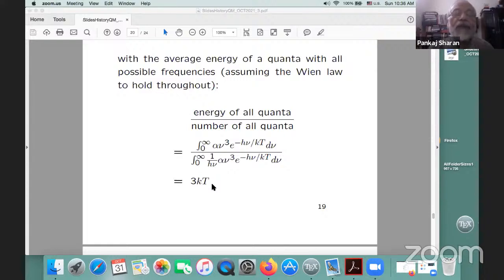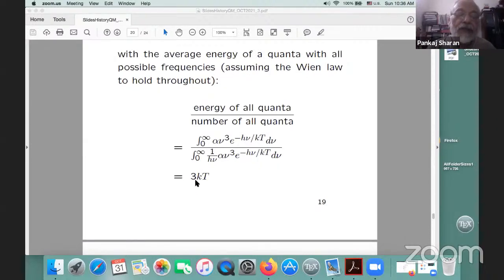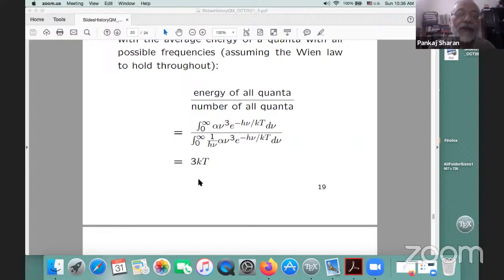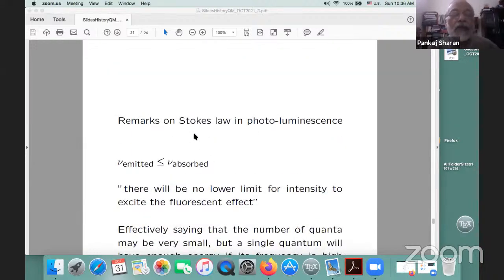So his way of saying it is that what you have as 3 times half kT, here it is 3 times 1 kT, which is the per energy quantum. But it is of course not kinetic energy averaged over, as in the case of a monatomic gas. In the next section, he then talks about the Stokes law in photoluminescence.